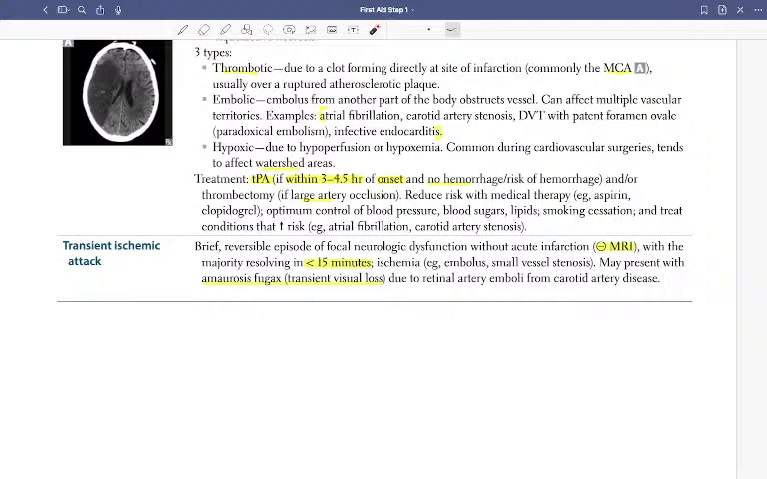Embolic stroke is multiple. Causes include lacunar infarct, atrial fibrillation, carotid stenosis, DVT, and patent foramen ovale with paradoxical emboli, which come from right to left emboli. Also infective endocarditis, and hypoxia due to cardiovascular surgery, watershed areas.